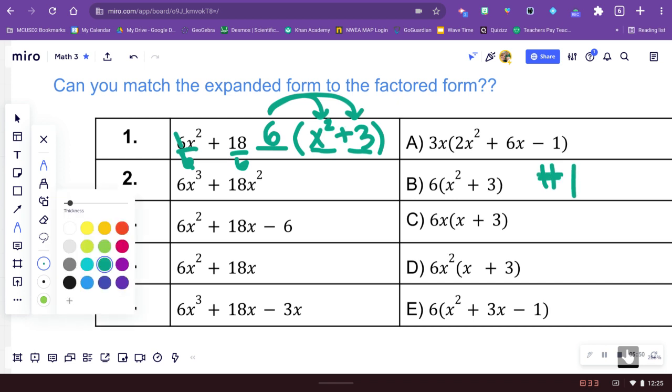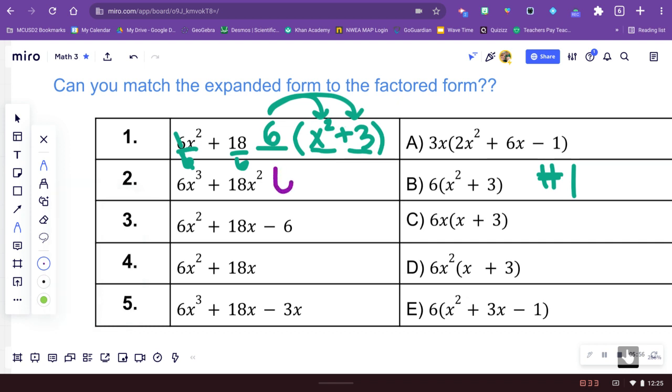Going to the second example, 6x to the third plus 18x to the second. Again, I have 6 and 18. So I know I'm going to have a 6 in front. But this time, both terms also have an x. So I'm also going to pull out an x. And they both share 2 x's. So I'm going to take an x to the second out. So that's what I'm going to divide both of those by.